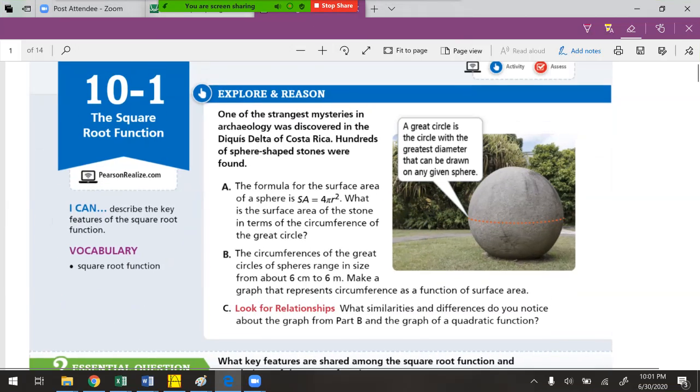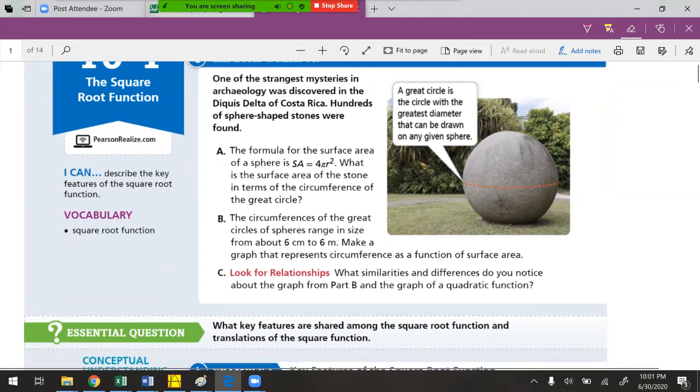Okay, 10-1, the square root function. We've seen three different types of graphs. The first was y equals x, which looks like a straight line, just like that. Actually, we've seen another graph: y equals the absolute value of x. The graph looks like a V, just like this, and the vertex, as you know, is at (0, 0).